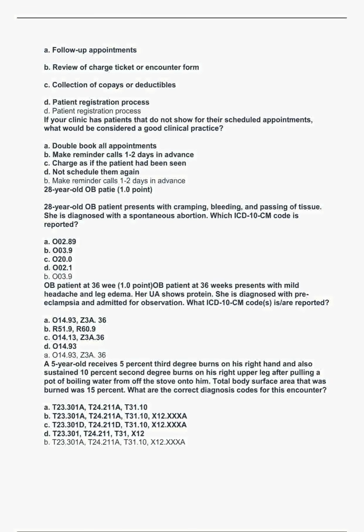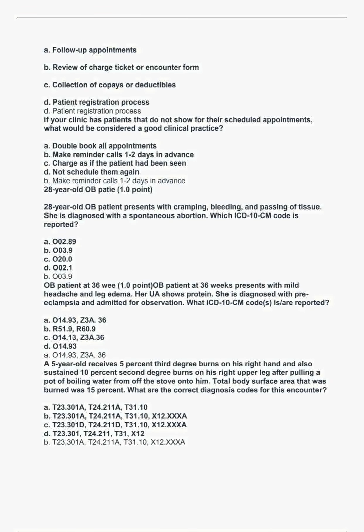A 28-year-old OB patient presents with cramping, bleeding, and passing of tissue. She is diagnosed with a spontaneous abortion. Which ICD-10-CM code is reported? A. O02.89. B. O03.9. C. O20.0. D. O02.1. Answer: B. O03.9.